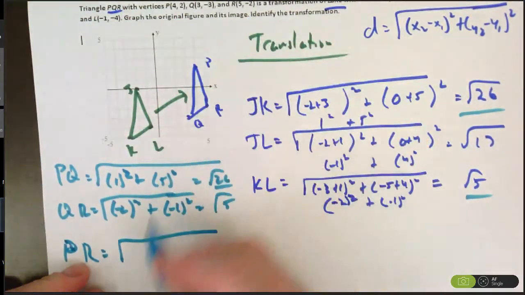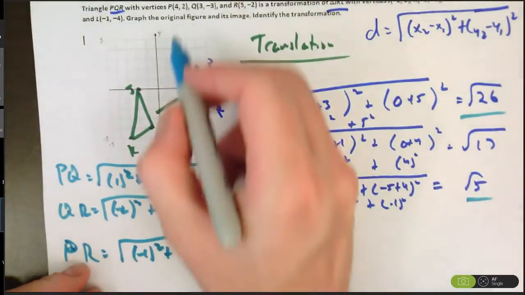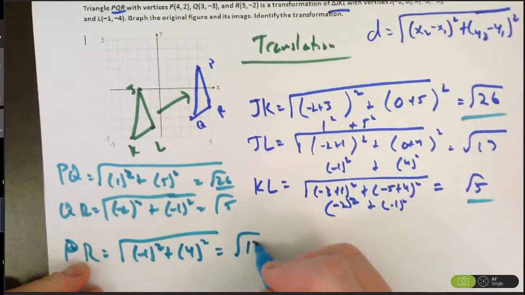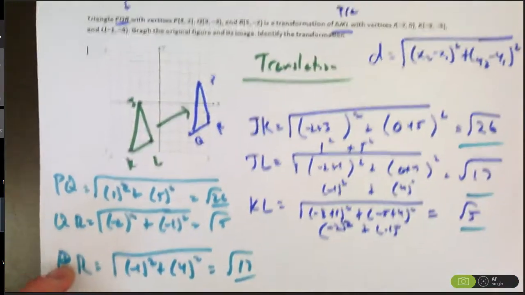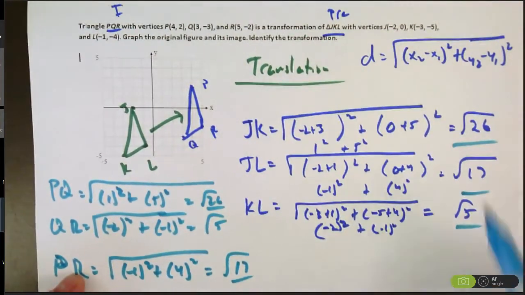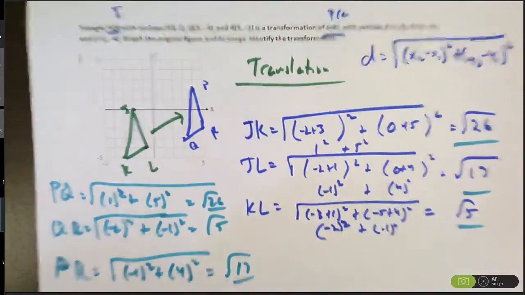So 4 minus 5, which is -1 squared, and 2 minus -2, which is 4 squared. Root 17. So yes, all three matched up. So that's the second part we did in class. The first part was just to plot it out and tell me what type it is. We're going to have to do this in class together.